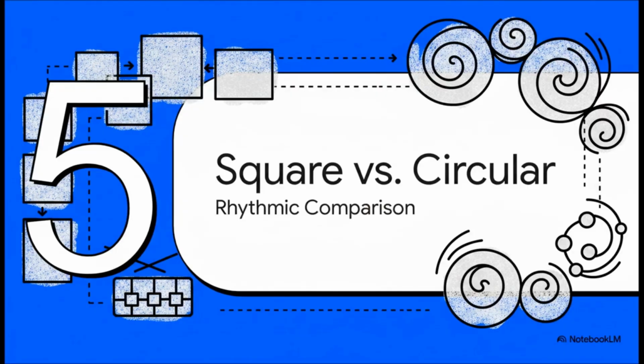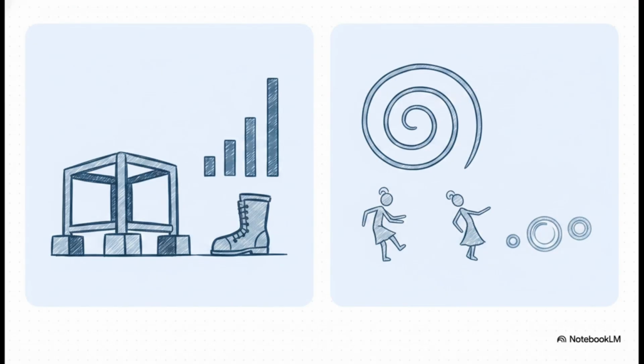Section 5, square versus circular rhythms. All right, let's put these two right side by side and see how they physically function. On the 4/4 side, it is square, it's grounded, and it feels very man-made. It relies on a binary hierarchy, strong, weak, medium, weak. It's perfectly balanced, making it fantastic for dancing in a club or marching in a band.